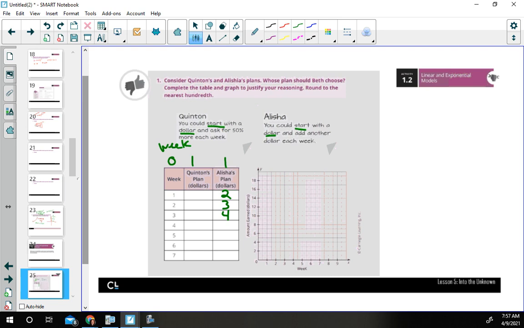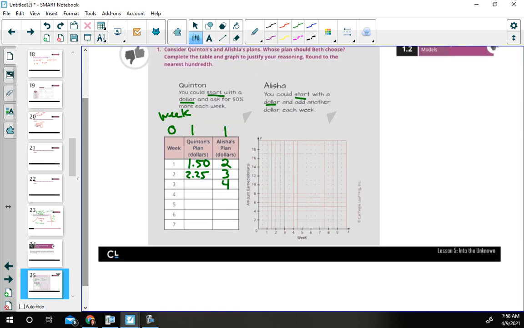Then Quentin is adding 50% more each week. So if I'm adding 50% more of this, I should be at what? $1.50. If I add 50% more from that, go ahead and try to type that in your calculator. You should be getting $2.25. The problem is I don't like to times it by 0.50 and then add it to it. So we're going to find the rate that we're multiplying by each time and not have to do that add part.